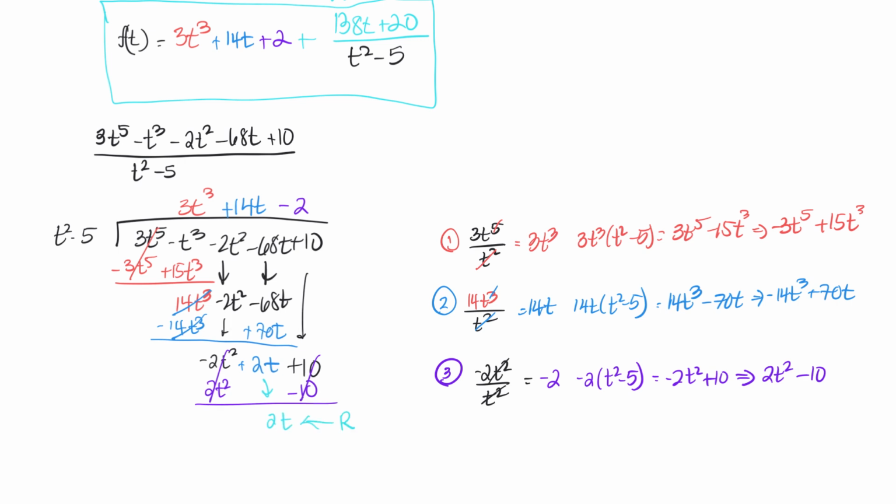So this one, we would say that f of t could be rewritten as 3t cubed plus 14t minus 2 and plus 2t over t squared minus 5, which was the much less complicated version of what I had intended for this problem. But we got a little extra practice, and that's never a bad thing.